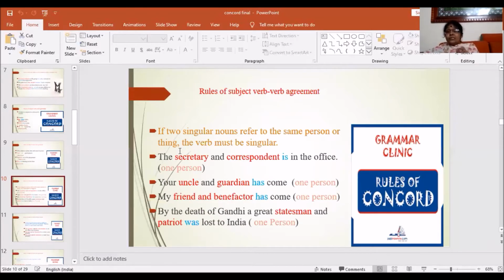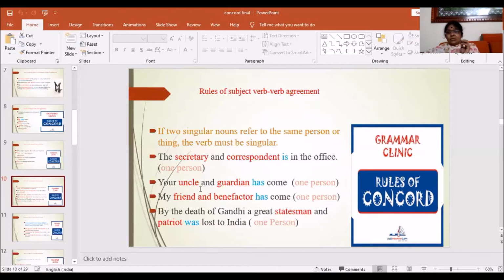If two singular nouns refer to the same person or thing, the verb must be singular. Once again I repeat, if two singular nouns refer to the same person or thing, the verb must be singular. For example, the secretary and correspondent is in the office. Now, secretary is one noun, correspondent is one noun, but they both refer to one person. So, the one person is the secretary, and he is also the correspondent. So, we use a singular verb, right?